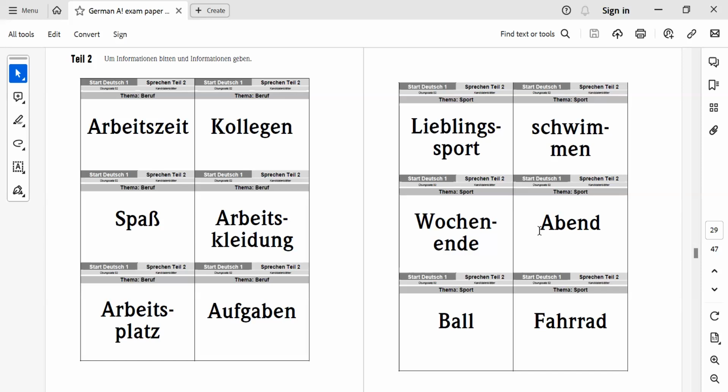In this present format. So Abend. So was machen Sie am Abend? Nach der Arbeit. So what do you do in the evening after work? So ich spiele mit meinen Kindern. So I play with my children. Or ich schaue Fernseher, I watch TV. Or ich sehe mein Lieblingssport, I see my favorite sport. Or ich lese ein Buch. Sometimes I read books. So how creative you are in forming the sentence is up to you.